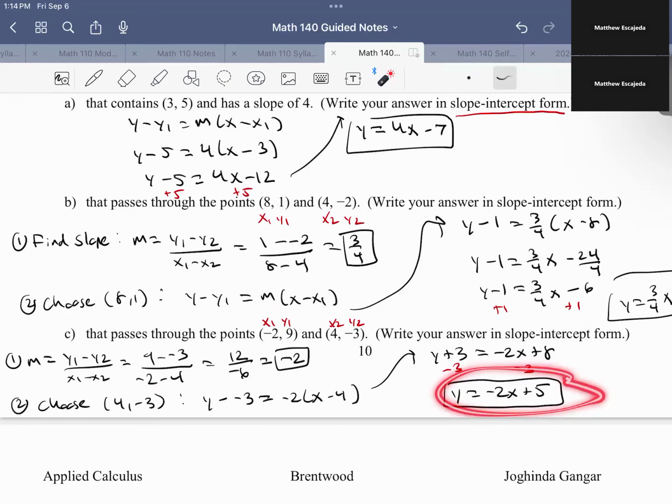Okay, so once again, you have a lot of freedom in choosing what you want to use, right? Whichever x1, y1 you want, x2, y2 you want, whichever point you choose to get the final answer, it's definitely up to you.